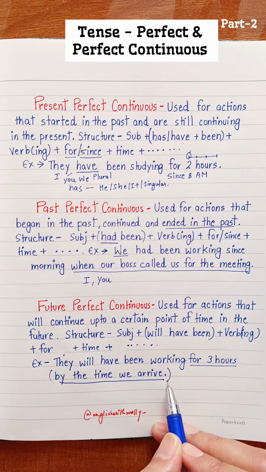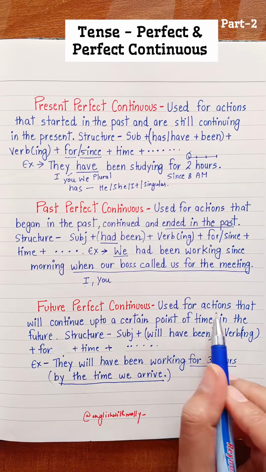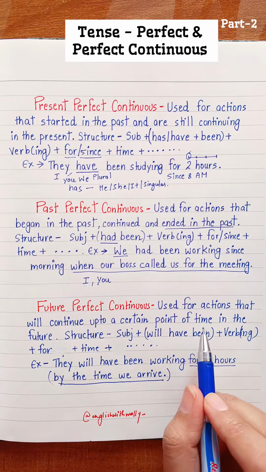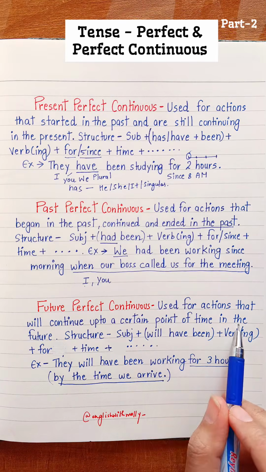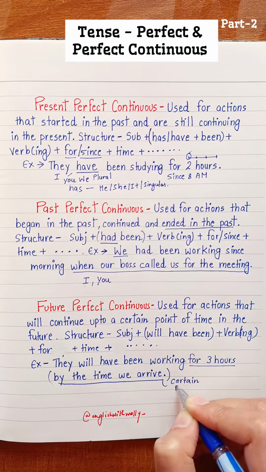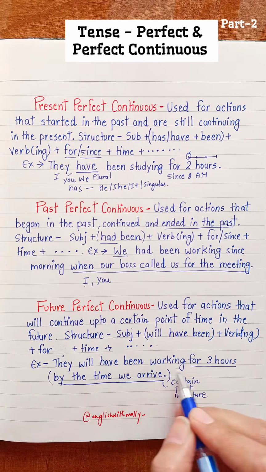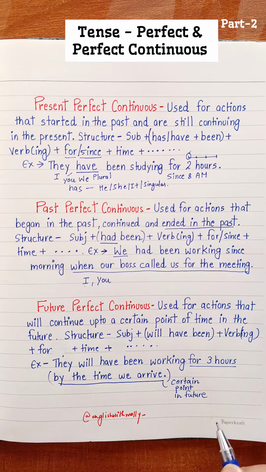The work is not completed. The work will not be completed but it's going on. It talks about the future action that will be going on for some time at this point of time. This is that certain point of time in the future. It talks about a future action that will be going on. This is what future perfect continuous tense means.